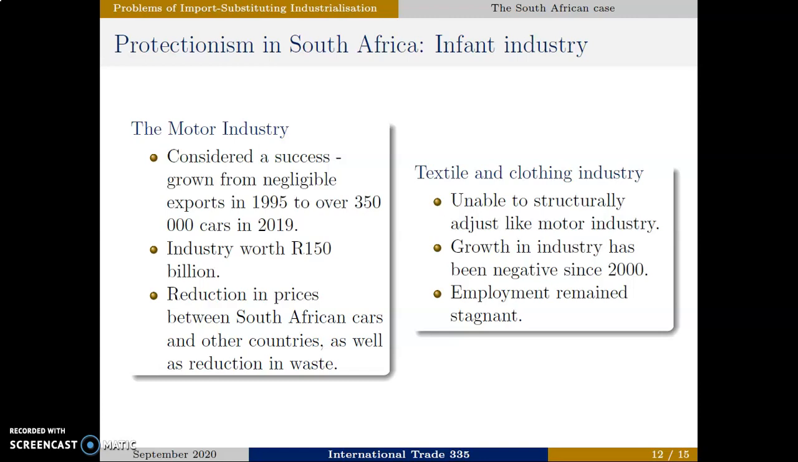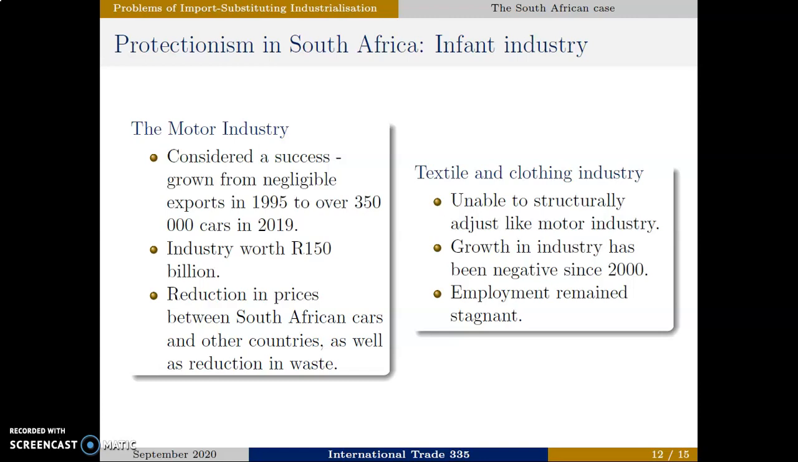The motor industry was given protection in 1995 and has since grown to exporting over 350,000 cars, and the industry is worth about 150 billion. As recently as 2019, Mercedes-Benz invested in South Africa's car industry. This growth in the industry meant a reduction in the price of South African-produced cars, making them internationally competitive. And second, it reduced the waste in cost and materials in production. It is considered a success of infant industry and its related protection.